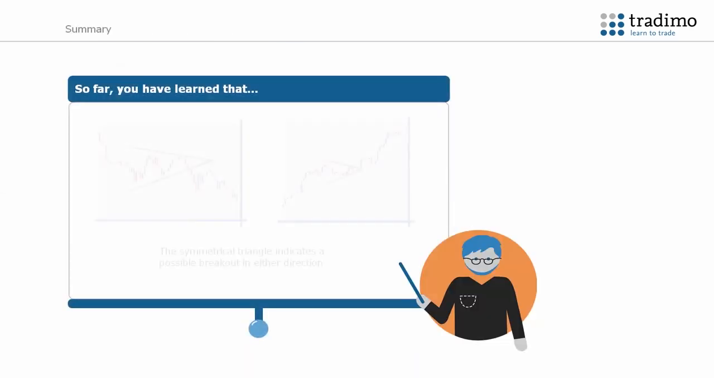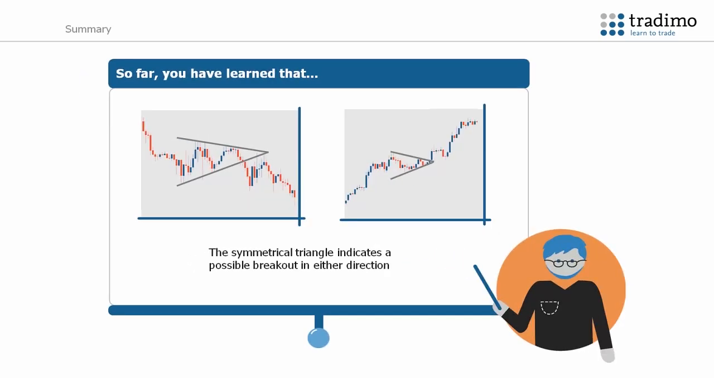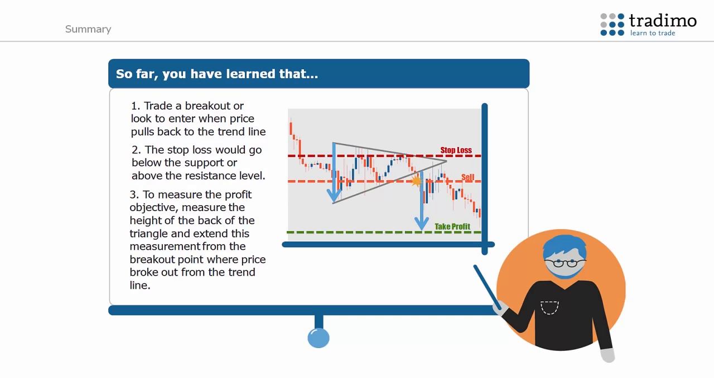So far, you have learned that the symmetrical triangle indicates a possible breakout in either direction. You can trade a symmetrical triangle by either trading a breakout of the triangle or look to enter when price pulls back to the trend line.